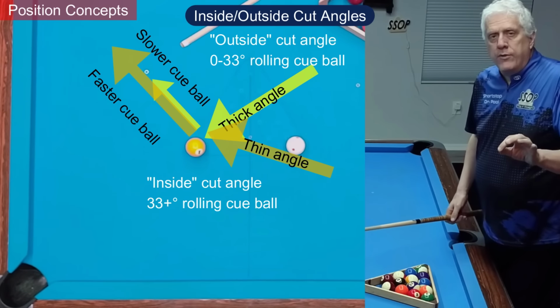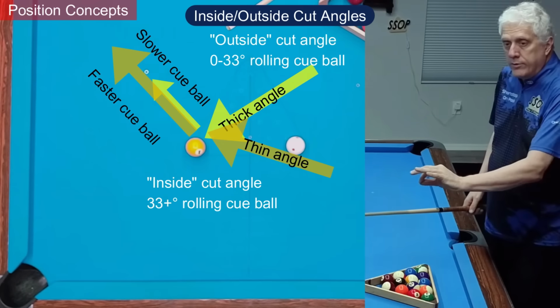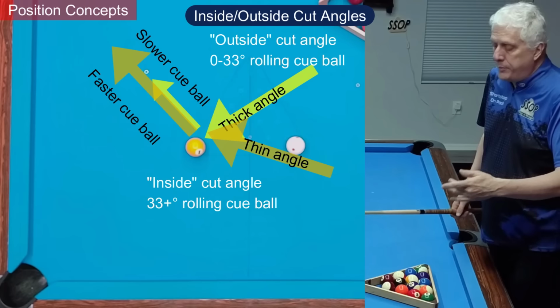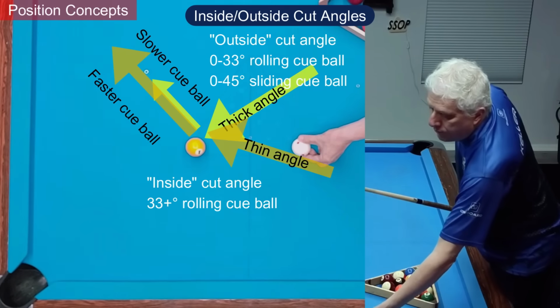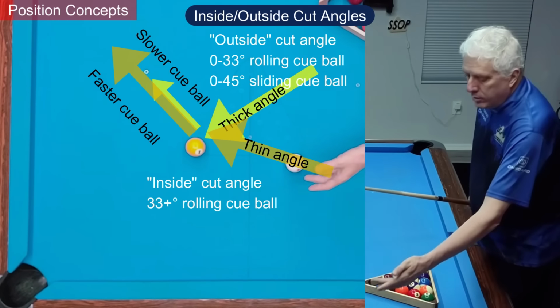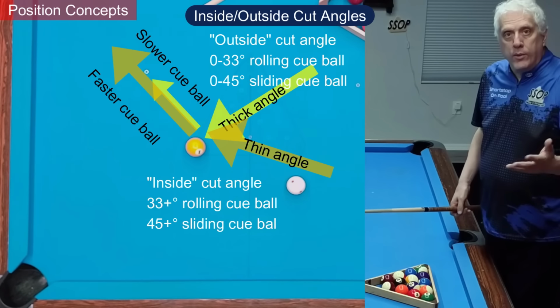It's a little bit different when you have a sliding cue ball. That's going to happen when you shoot a stun shot, or you shoot a draw shot or a follow shot with a considerable amount of speed. And then it's from 0 to 45 degrees is an outside angle. It's an inside angle once you get thinner than 45 degrees with a sliding cue ball.